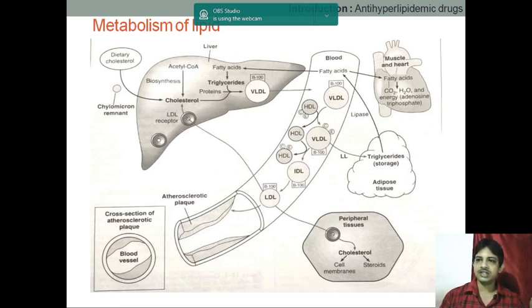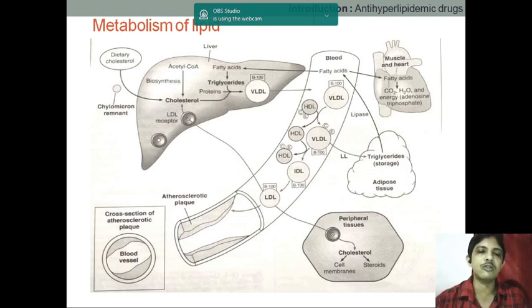Now this LDL delivers cholesterol to the various sites of the body. Why are we talking about the various sites of the body? You can find it here, the peripheral tissue also. LDL is delivering the cholesterol to the liver, including the peripheral tissue, and also to the liver via endocytosis through the LDL receptor. So LDL cholesterol is also incorporated into the atherosclerotic plaque.